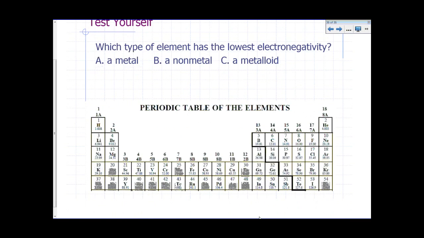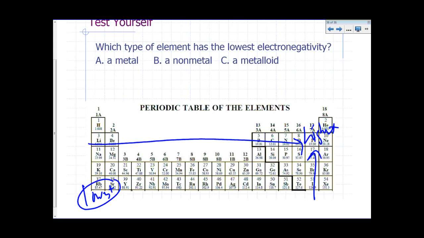Which type of element has the lowest electronegativity? Well, if it's increasing towards fluorine, so you have the highest here, where do you find the lowest? Down here, and the lowest would be with the metals. Metals have a very low attraction for their electrons. In fact, that's the reason metals are very good electrical conductors. The electrons in the metals are so loosely held that you can think of a metal as just a bunch of nuclei buried in a sea of electrons.